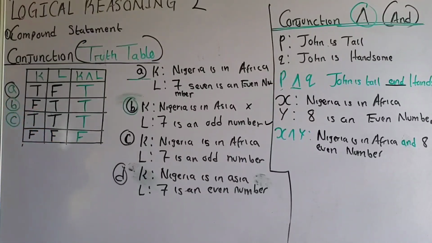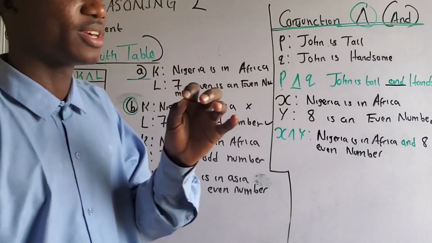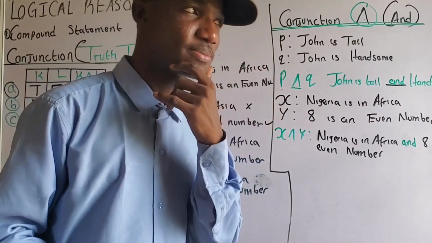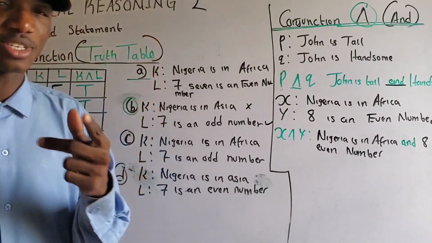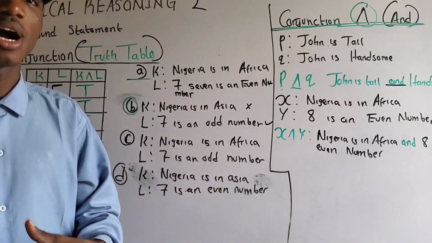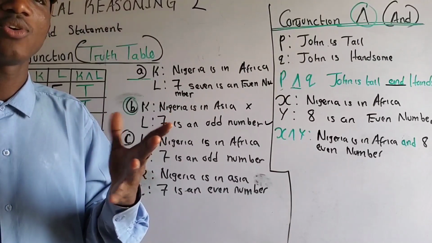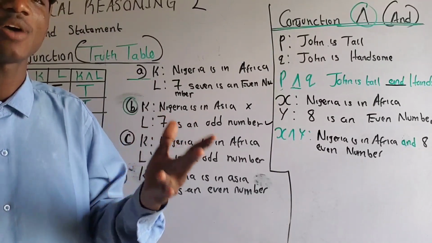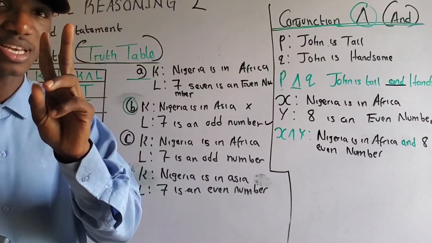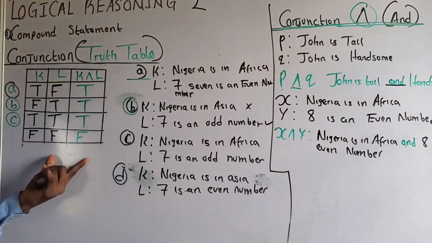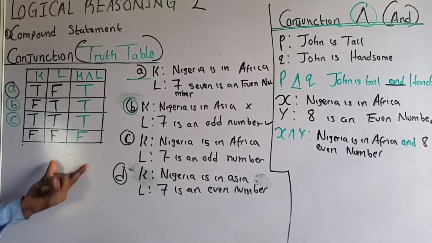So just note it like this. In the truth table for conjunction, if one of the statements is false and one is true, I'm going to have true. Are you getting what I'm trying to say? And if both statements are true, I'm going to have true as the conclusion. The only time I can have a conclusion that is false is when both statements are false. Kindly note that. So this table that you see here is the truth table for conjunction.